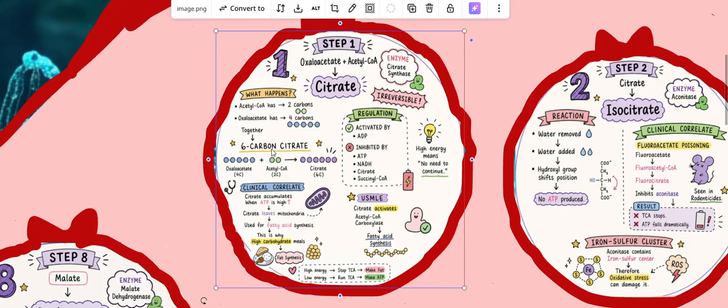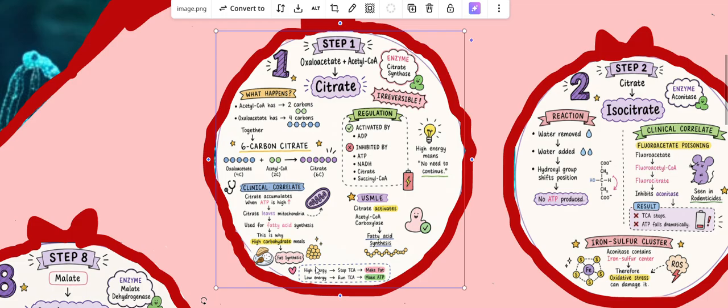Together they create the six carbon citrate. You can pause the video here and go over this if you want. Clinical correlates is that the citrate accumulates when ATP is high. Citrate leaves the mitochondria and it's used for fatty acid synthesis. This is how high carbohydrate meals lead to fatty acid synthesis.